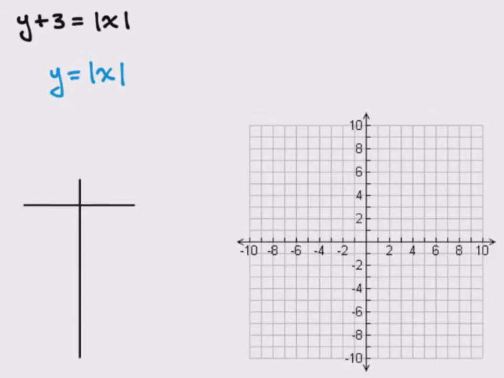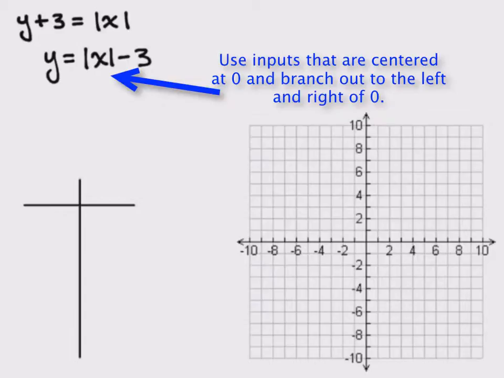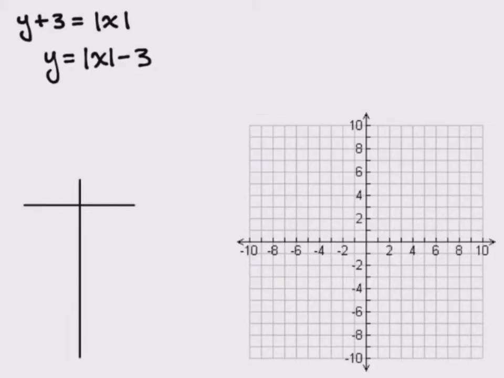Once again, before finding ordered pairs, it's probably best to put this into y equals form. So we've got y equals the absolute value of x minus 3. Once again, I would center your inputs around x equals 0 and branch to the left and right of there using both positive and negative inputs. So why don't you pause the video, find some ordered pairs, graph those ordered pairs, and if you find a pattern, feel free to connect the ordered pairs, extrapolate, and create your graph representing all the ordered pairs for y equals the absolute value of x minus 3.